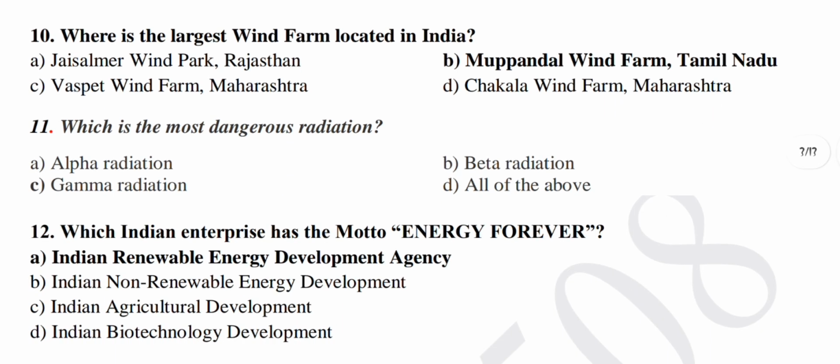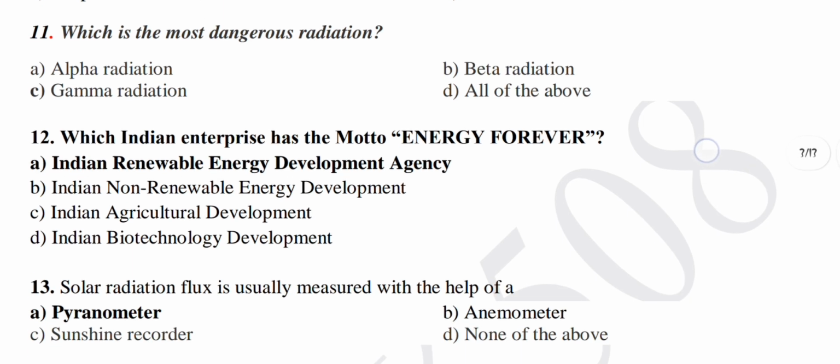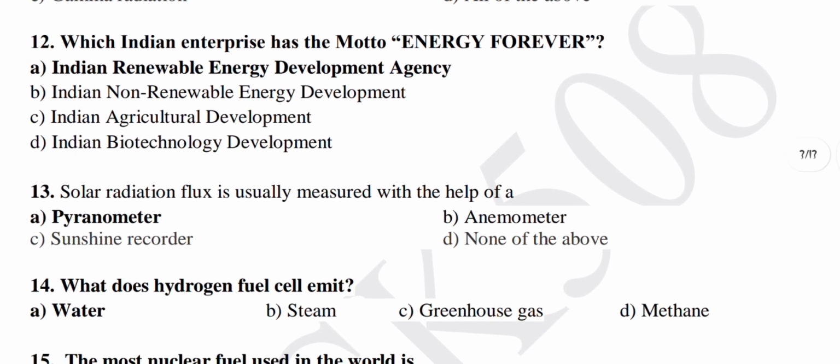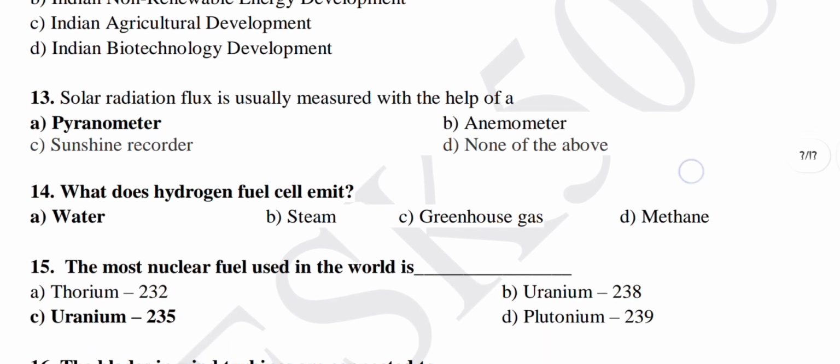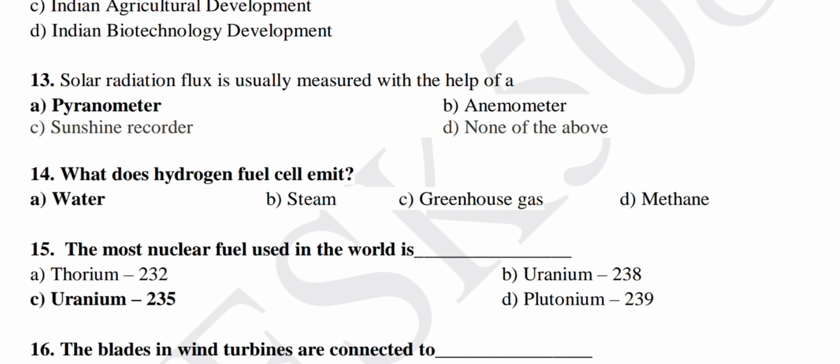The 11th question, which is the most dangerous radiation? I think it is not given in the answer paper, so you can search on Google. Which Indian enterprise has the motto Energy Forever? The answer is the Indian Renewable Energy Development Agency. The 13th question, solar radiation flux is usually measured with the help of a pyranometer.